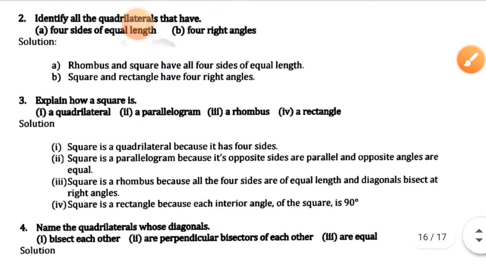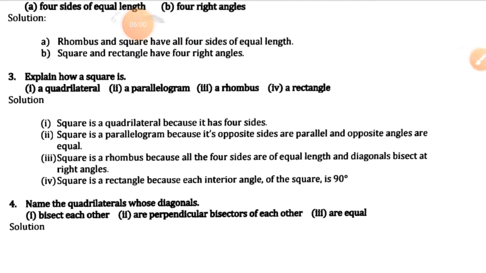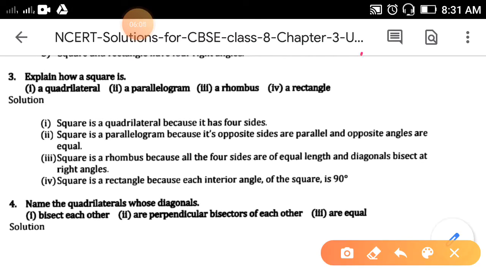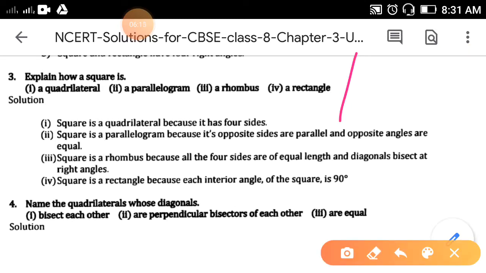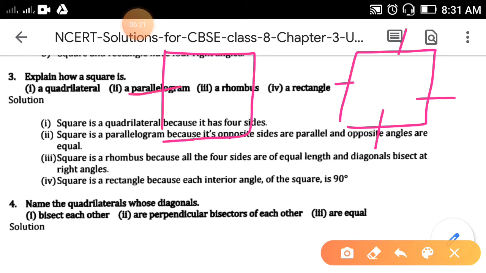Now question number 3, explain how a square is a quadrilateral. What is a quadrilateral? A figure with 4 sides is known as a quadrilateral. Yes, a square has 4 sides. B, a parallelogram. If opposite sides are parallel to each other, then it is a parallelogram. Yes, in a square also opposite sides are parallel to each other and opposite angles are equal.